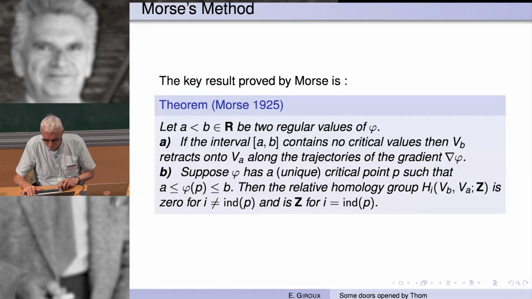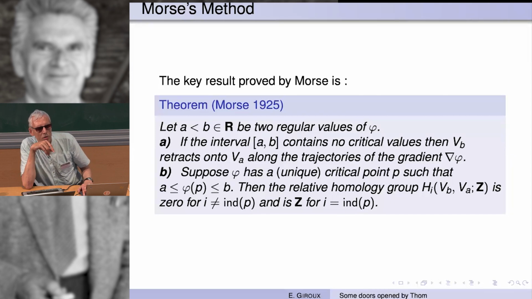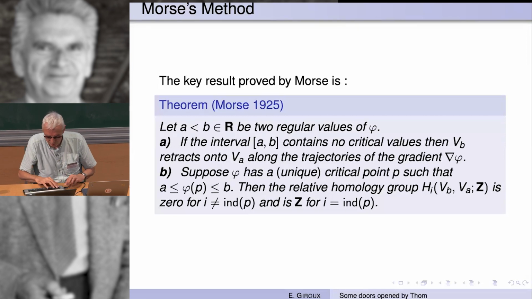What is Morse's method to prove the inequality? The main result that you all know is the following theorem. When you take two regular values, say A is strictly less than B, first, if there are no critical values between these two, then the sublevel B retracts onto the sublevel A along the gradient trajectories. That's the first statement that everybody knows.